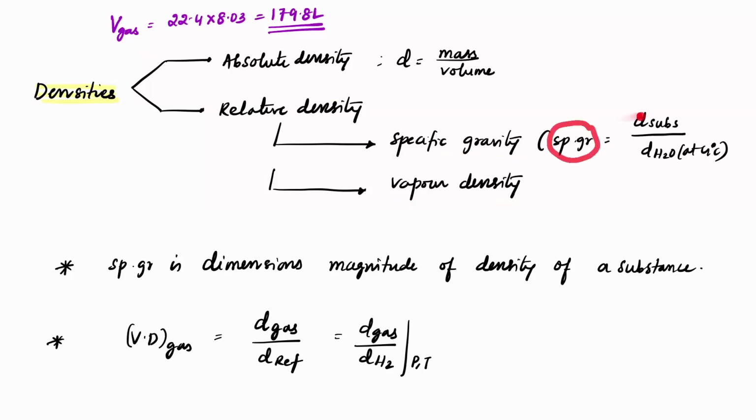Specific gravity is the density of the given substance, the absolute density of a given substance, divided by the density of water at 4 degrees Celsius. At 4 degrees Celsius, the density of water is 1 gram per ml.